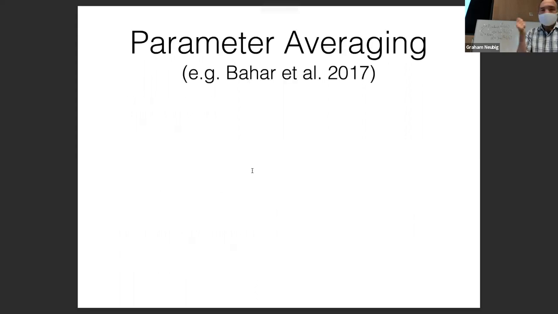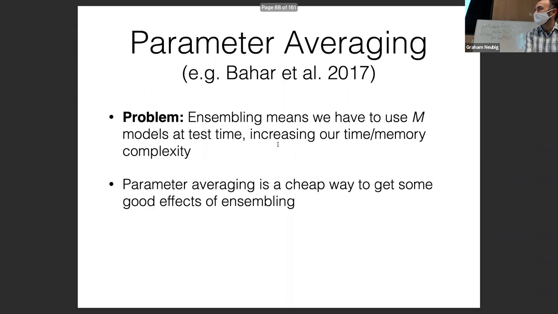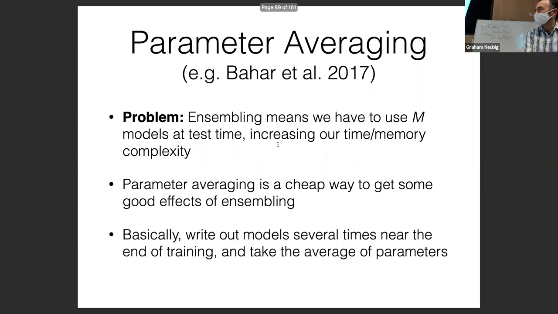Actually, maybe in the interest of time, I'll go through this rather quickly. But another thing that you can do is parameter averaging. So Ensembling, the issue with this is that you need to have N models at test time, increasing the time and memory complexity. Another thing you can do is average together parameters of multiple models to get some of the good effects of Ensembling. What you do is you write out models several times near the end of training and take the average of their parameters.